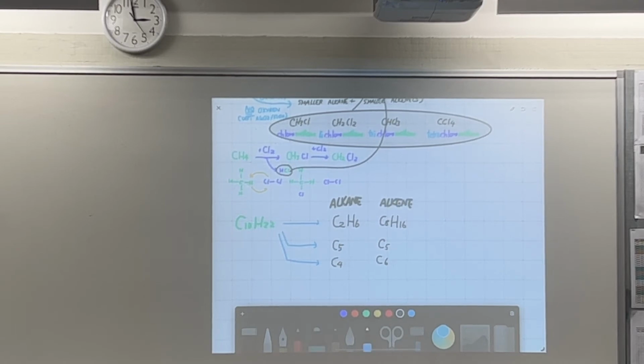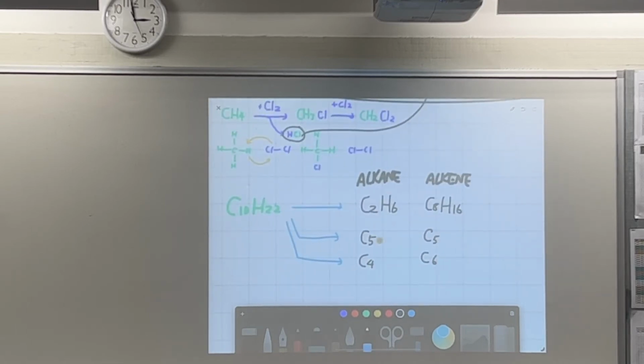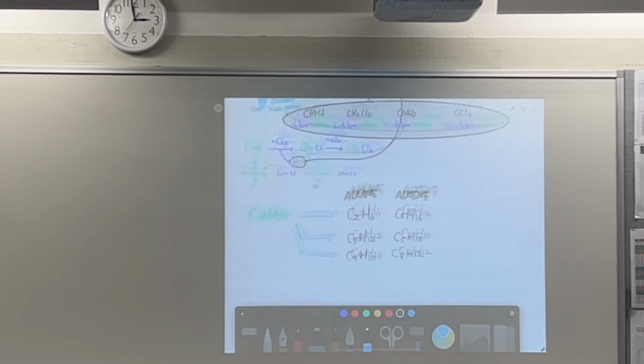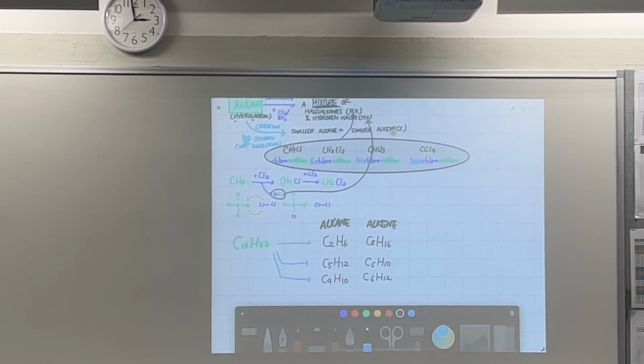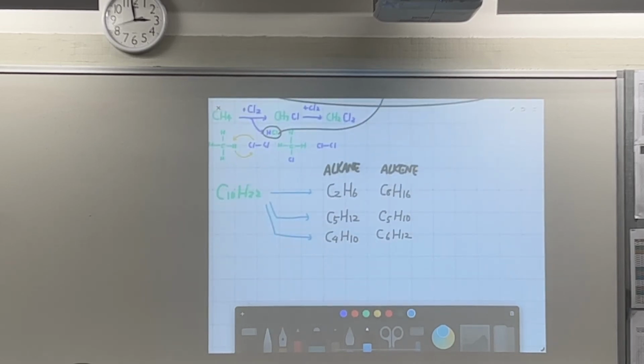Can anyone tell me the answer to the second one? C5H12 and C5H10. Yes, the last one. 10, 12. Very good. But you notice what I wrote, right? Alkene, bracket S. That means we can also have another variation here that produces C4H10.